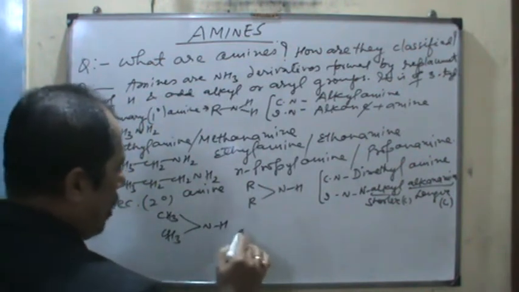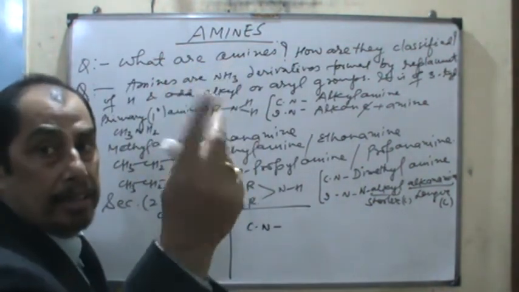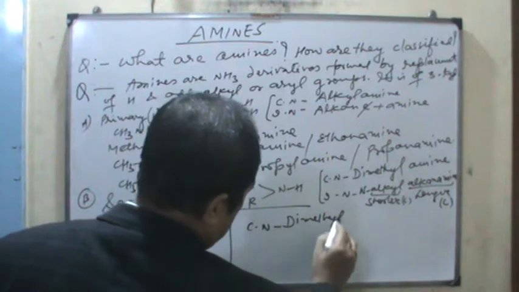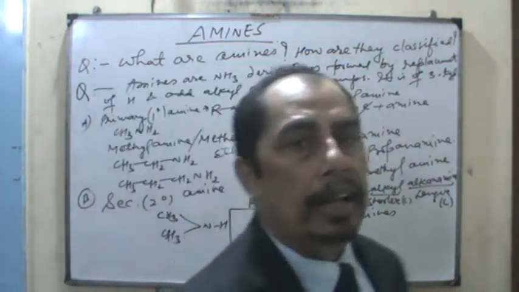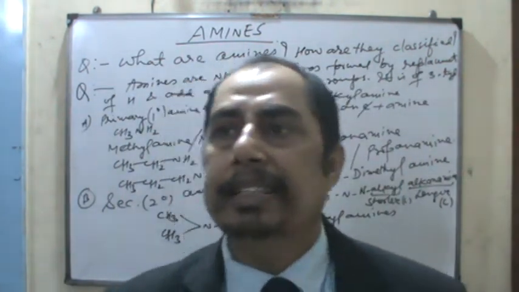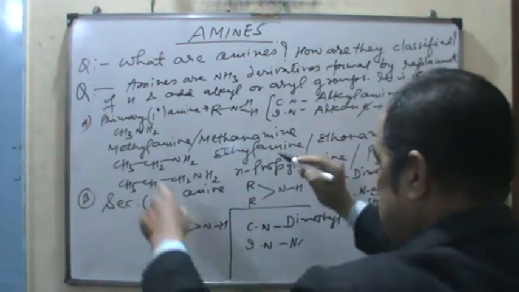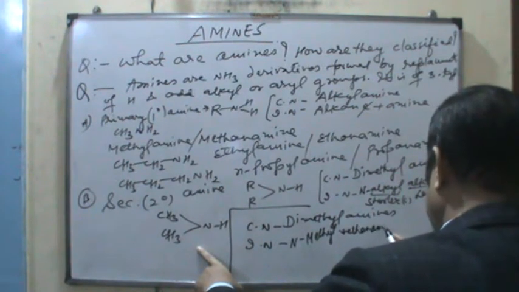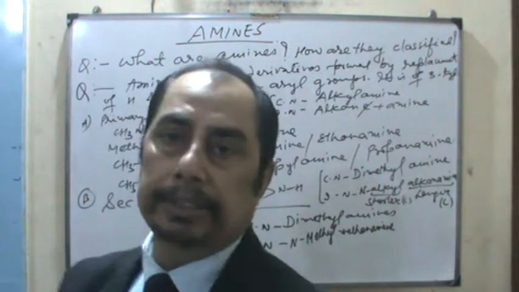CH3NHCH3. The common name is very simple. How many methyl? There are 2 methyl, dimethylamine. No need to go for alphabetical order. Here, dimethylamine. But what about the IUPAC system? N-methyl methanamine. Right here, N-alkyl alkanamine. So here I write N-methyl, and 1 carbon is the suffix here, so methanamine.